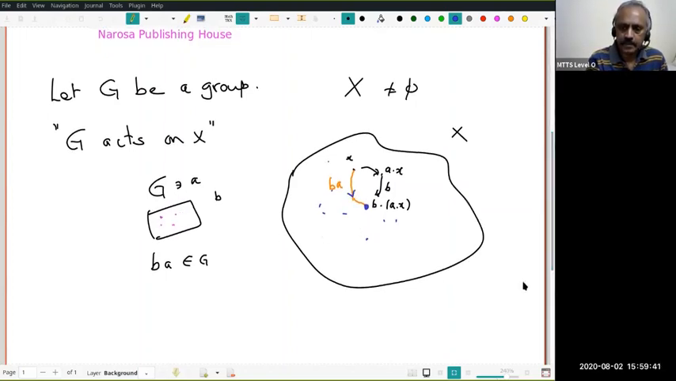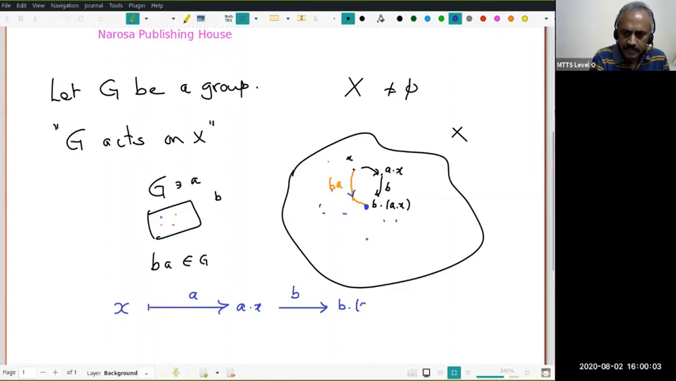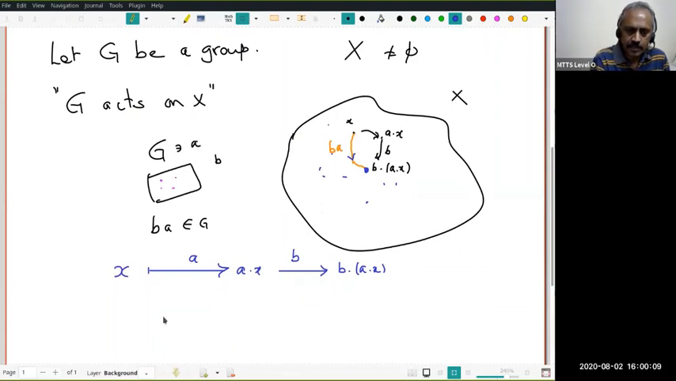Yeah. So let us look at it pictorially. X is there. A kicks him. Then he lands up with A dot X. This is just a notation. This is an element of X. A is an element of the group. And now B kicks him. And where does he live? I'm just writing this as B dot X. On the other hand, let us look at the group element BA.